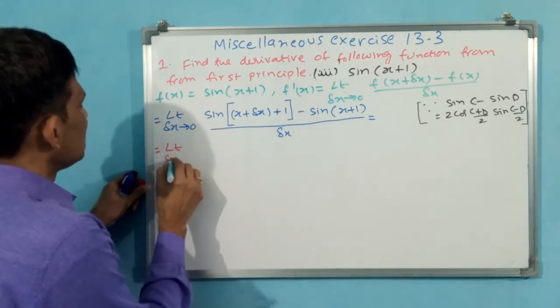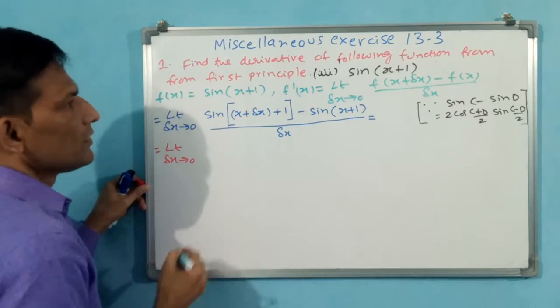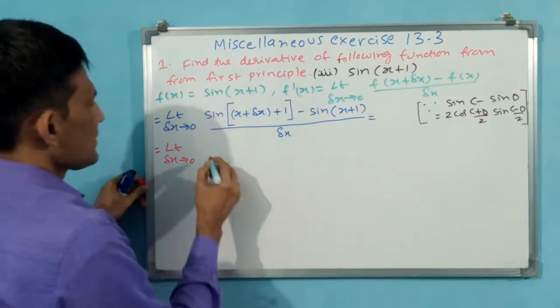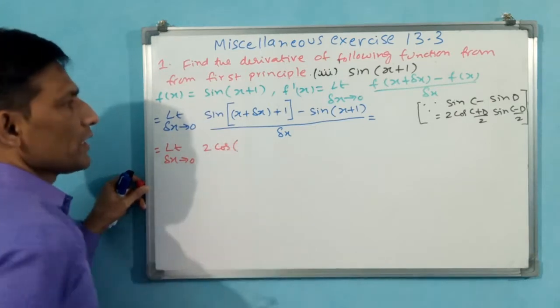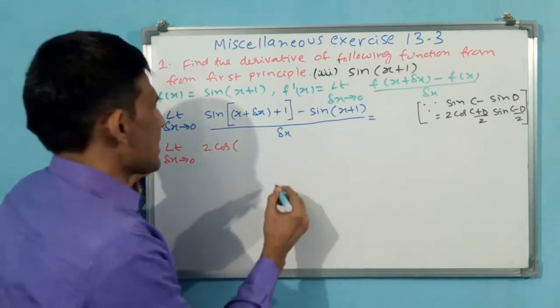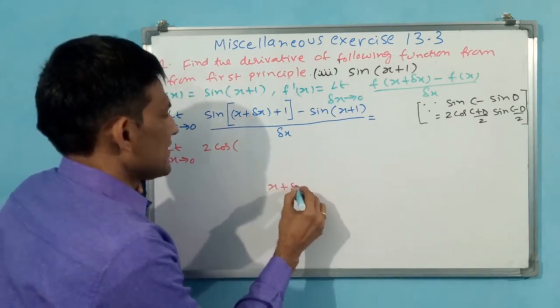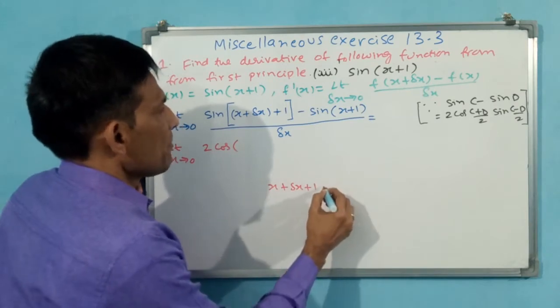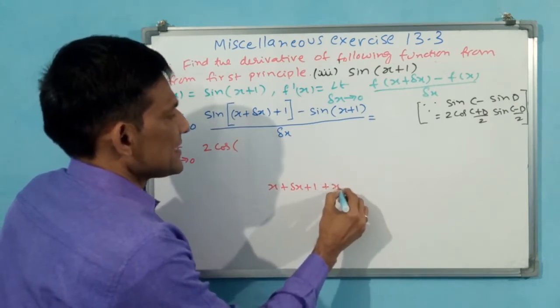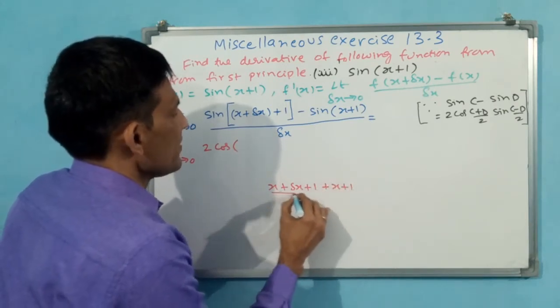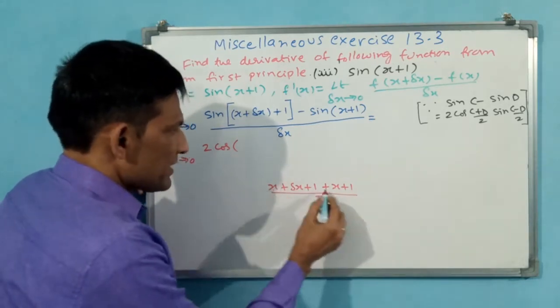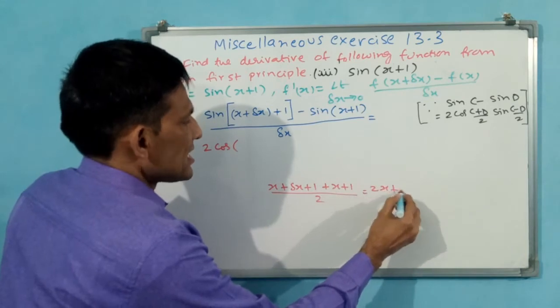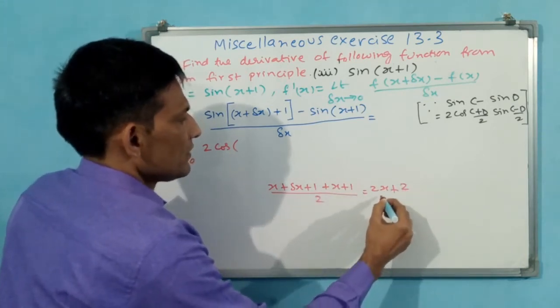Limit delta x tends to 0, 2 cos, c plus d by 2. See what I am writing here. c is this one plus d is this one, divided by 2. You see now what will happen? x plus x, 2x, 1 plus 1, 2 by 2.